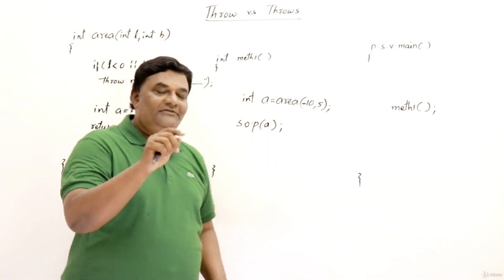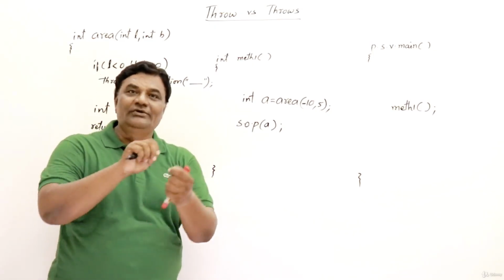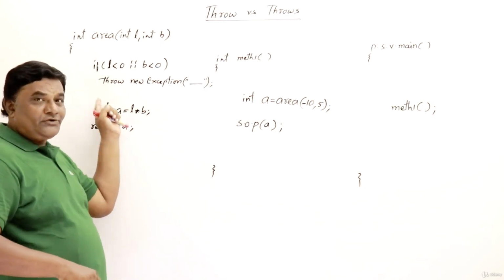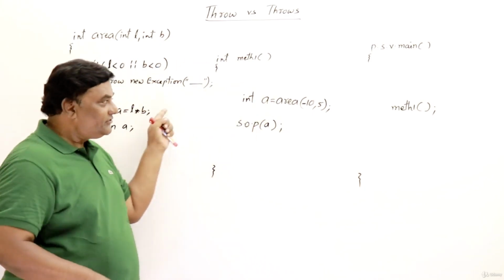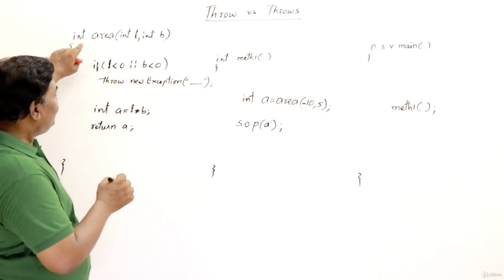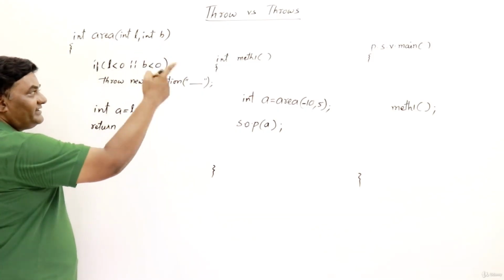Then where should it be? First of all, it should not be at the same place. So it makes no sense, you are throwing there only and catching there only. The purpose of throwing is to throw it to the calling method. So it should go there. So if you're not handling in the same place, then we declare in the signature that this method throws exception.